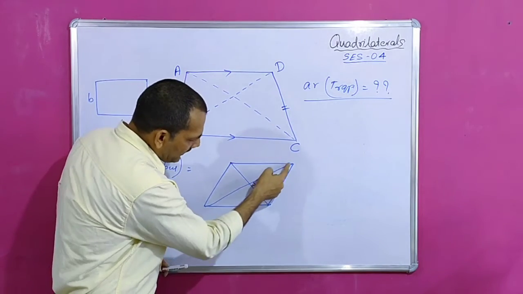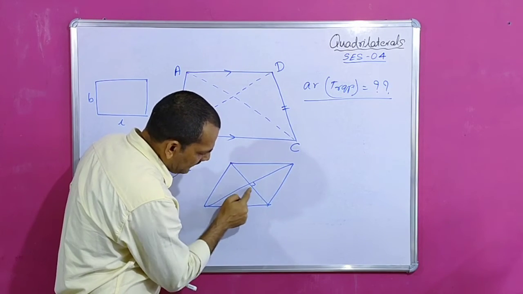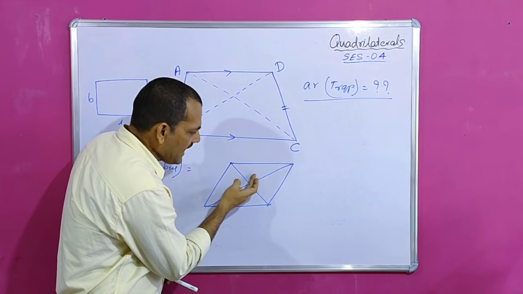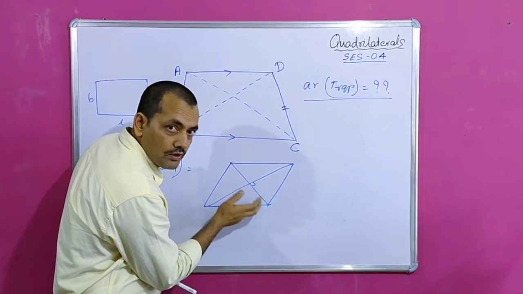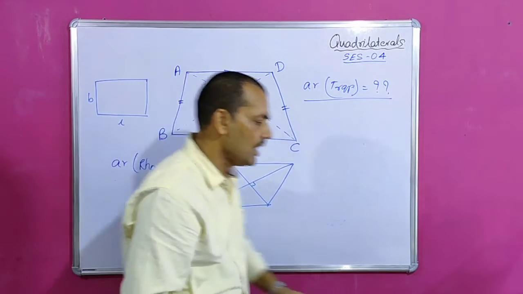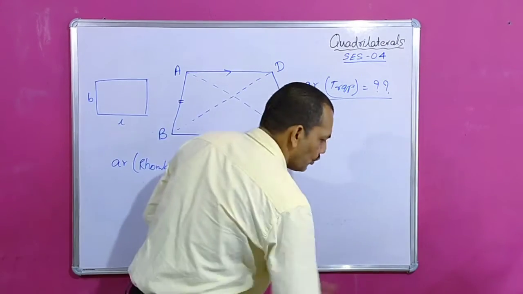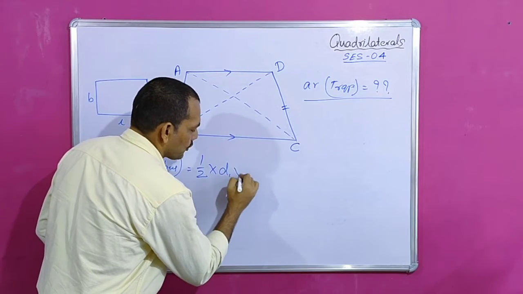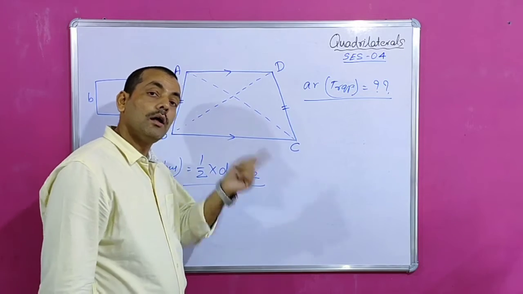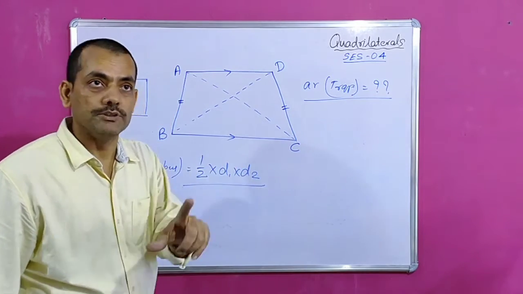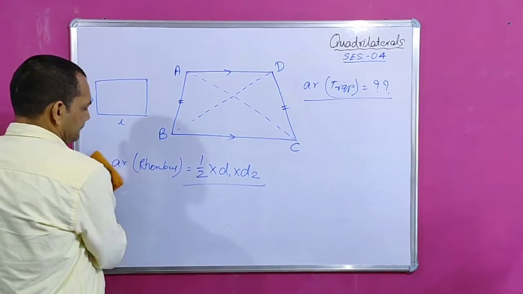So if we consider this triangle, the area will be half into base into height. And here again half into base into height. So these two heights will add up to the other diagonal. As a result, the half is common and this diagonal is common. So half into the product of diagonals. This will be the area for which one? A rhombus.